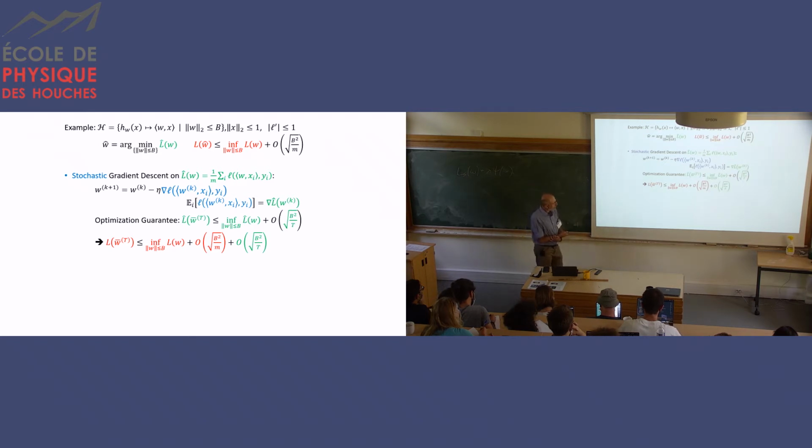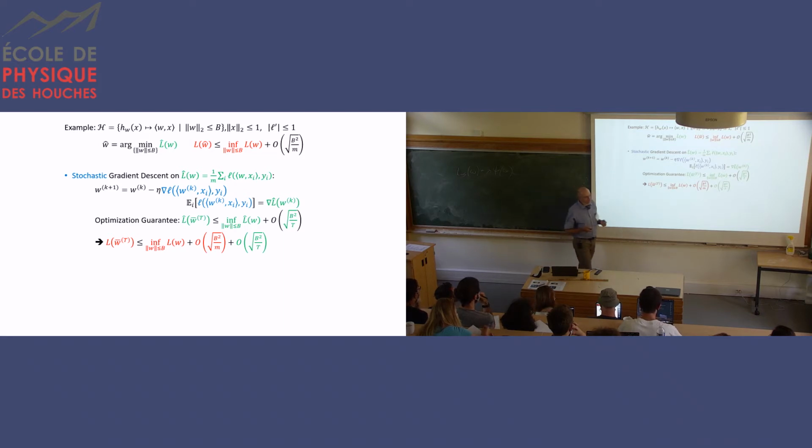And we can get this combined guarantee, which tells us that the expected population error of the result of gradient descent after t iterations is bounded by the best we can do in the class, the best error achieved by any linear predictor of norm at most b, plus this estimation error term, square root of b squared over m, which bounds the variation due to the fact that we're only optimizing over a sample of m points, and an optimization term, which results from the fact that we're only optimizing for t iterations.